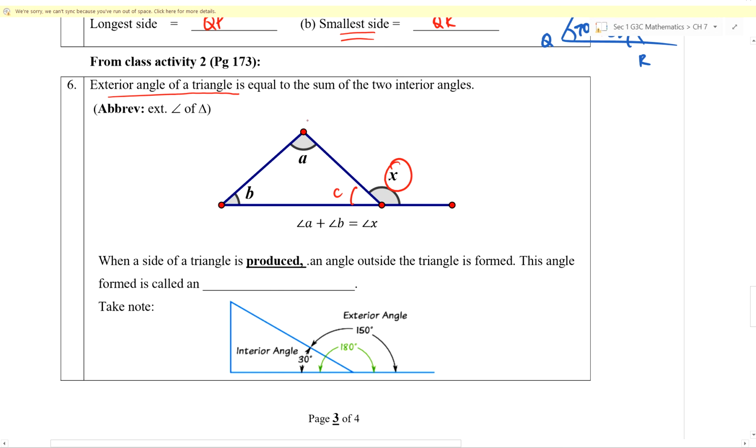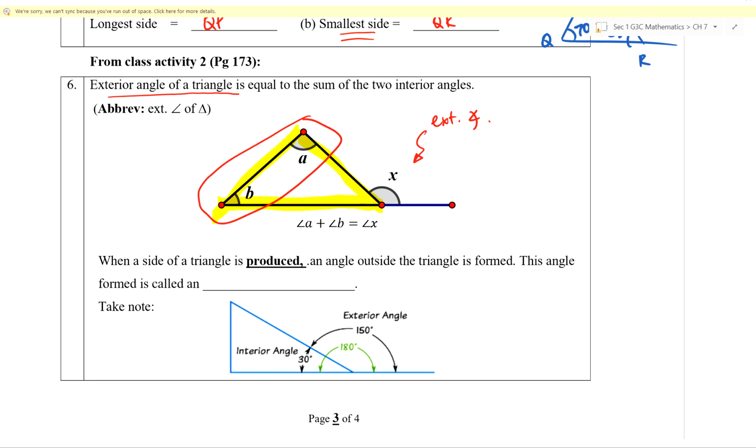If we are talking about angles A and B, if we choose these 2 interior angles, then the sum, when I add A plus B, will be equal to this particular angle X. And this angle X is known as the exterior angle. How did this angle come about? Well, we've initially got this triangle. I'll highlight it. This is the original triangle.